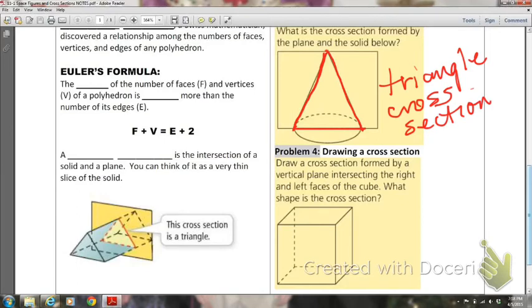On the next one, it's asking you to draw a cross section formed by a vertical plane intersecting the right and left faces of the cube. And what shape is the cross section going to be? So the first thing you need to do is draw a rectangle representing the plane that is intersecting the cube. So I'm going to go straight across the top down to the bottom, and I'm going to put dots for the part that we can't see, that's going through the solid. So there's the plane that is intersecting the cube. So now let's look and see what the cross section is. I'll draw that in blue. So the cross section that's formed by this plane intersecting it is going to be a square.